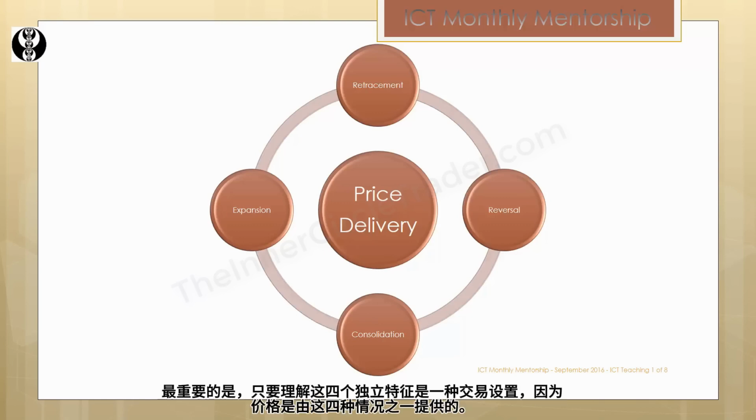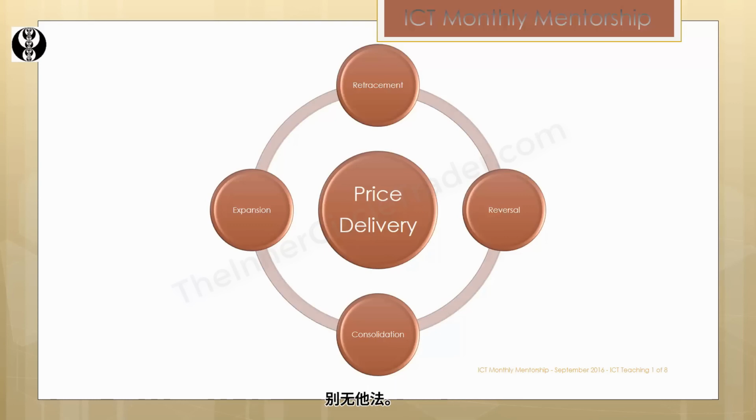The main thing is just understanding these 4 individual characteristics to a trade setup, because price is delivered by one of these 4 conditions. It can't be any other way.